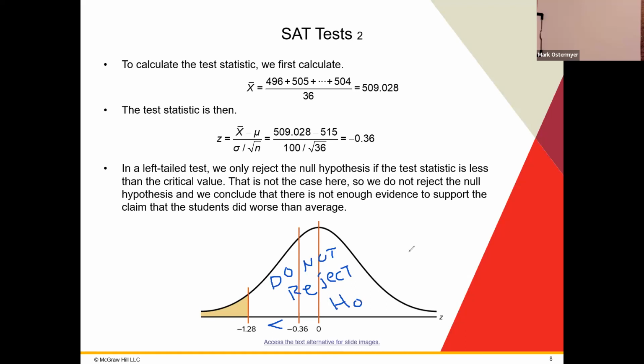And so, ladies and gentlemen, I have a question for you. Does sample evidence, is it strong enough to suggest that the mean score of all these high school students will be less than the national average of 515? In other words, can we go with the claim as being the truthful statement if we fail to reject the null hypothesis? Yes or no? Yes.